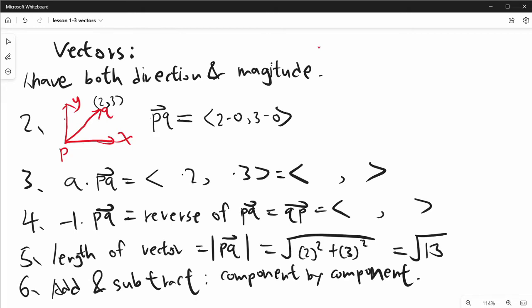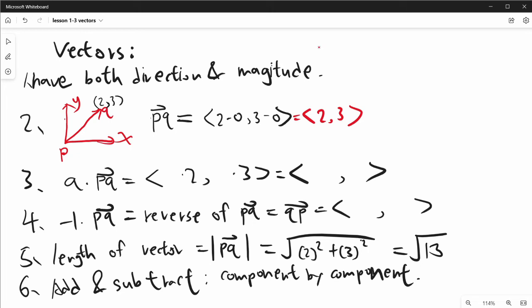So let's now dive deeper into each of these topics. First of all, vectors. Vectors have both direction and a magnitude, right? In number two here, we have a point P at the origin and Q at (2, 3). PQ, which we write with an arrow on top, is the destination point minus the origin point, so this vector will be ⟨2, 3⟩.